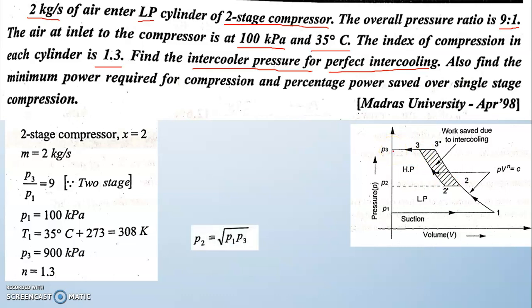Okay, so we will be writing our first equation. First we have to calculate the intercooler pressure. Intercooler pressure P2 is given by the root of P1 P3. So we got the value of P1 as 100 kilopascal and P3 as 900 kilopascal. You can calculate the value of P2.